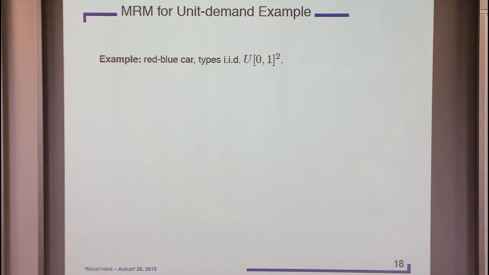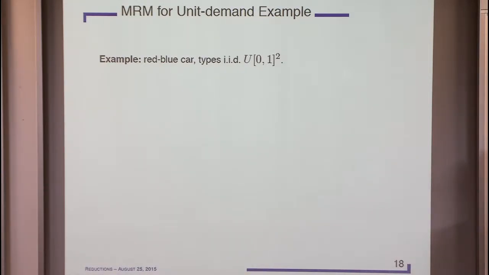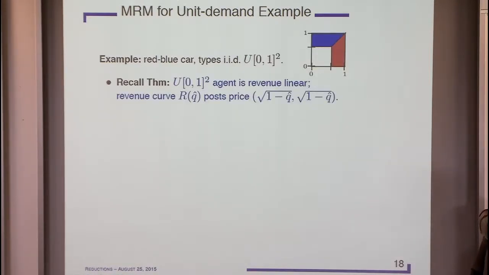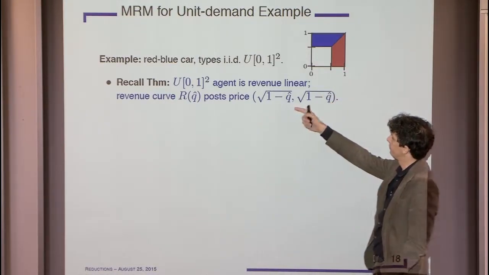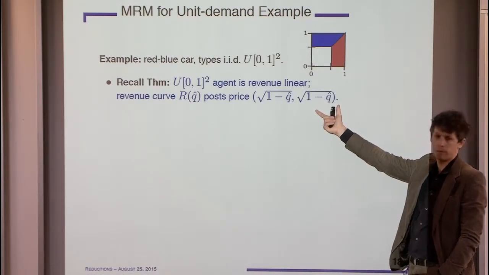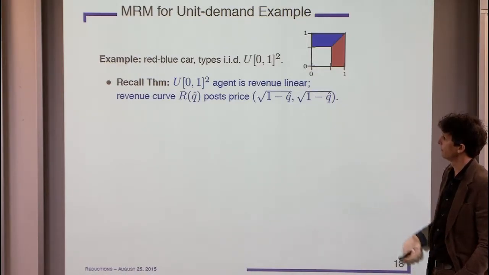Okay, so I want to return to my example, which was revenue linear, which is the uniform 0-1 squared case. So the red-blue car types are IID uniform 0-1, and I want to reinterpret what this marginal revenue mechanism is, and we'll see we get the exact same thing I said I would get at the very beginning. Okay, so again, the uniform 0-1 agent is revenue linear, and the revenue curve R of Q hat comes from posting a price square root 1 minus Q hat. Okay, so it looks like this.